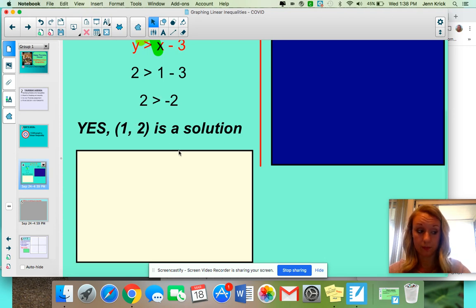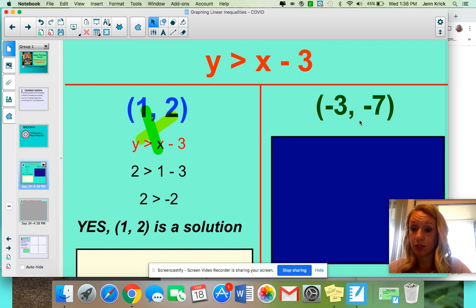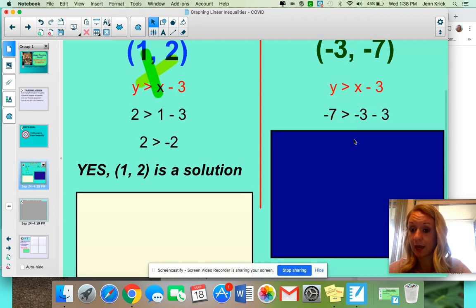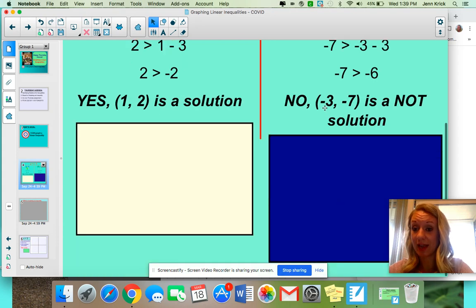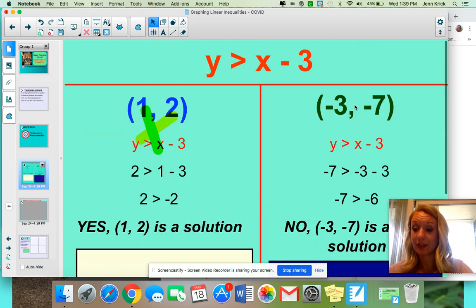It is a solution. For this guy here, we're going to do the same exact thing. So we're going to plug in negative 7 for y, and we're going to plug in negative 3 for x. And then we're going to go ahead and simplify. Is negative 7 greater than negative 6? The answer is no. Negative 7 is more negative. It's not greater than negative 6. So because this is not true and it's false, that means that (negative 3, negative 7) is not a solution for your inequality. This skill that you're doing right here is going to be really important for when we're graphing and for when we're shading specifically.